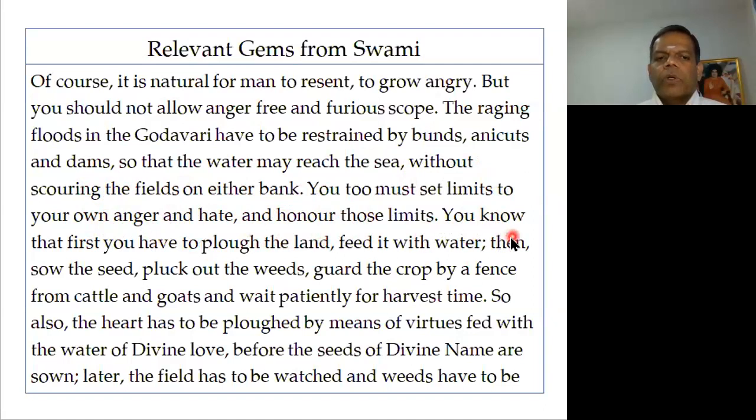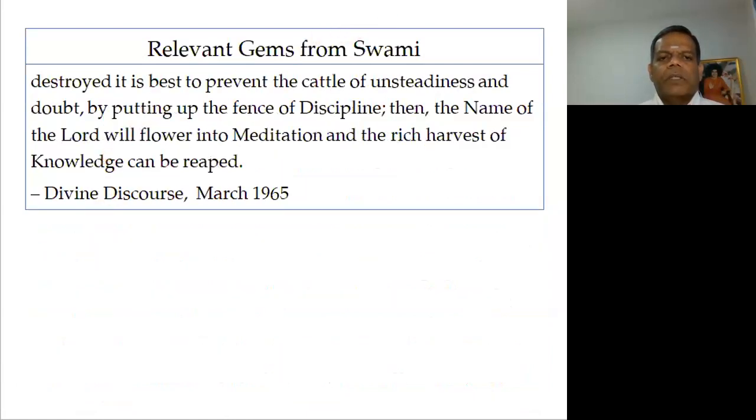and honor those limits. You know that first you have to plow the land, feed it with water, then sow the seed, pluck out the weeds, guard the crop by a fence from cattle and goats, and wait patiently for harvest time. So also the heart has to be plowed by means of virtues, fed with the water of divine love, before the seeds of the divine name are sown. Later, the field has to be watched and weeds have to be destroyed, and the cattle of unsteadiness and doubt kept away by putting up the fence of discipline. Then the name of the Lord will flower into meditation and the rich harvest of knowledge can be reaped.